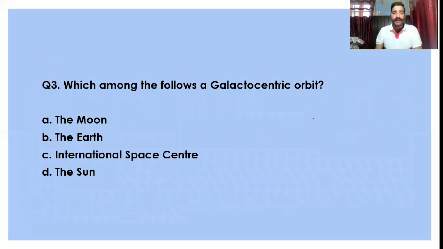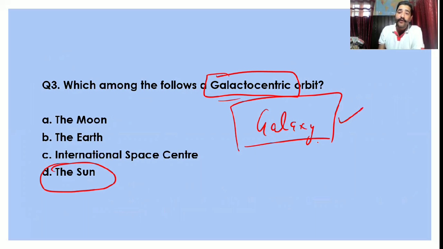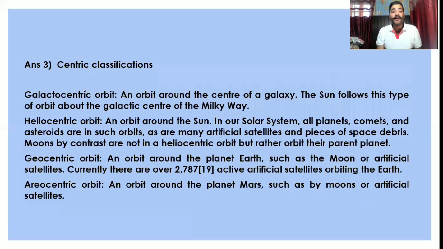So moving on to the third question, galactocentric orbit. Galactocentric orbit जी इनमें से सन फॉलो कर रहा है. Galactocentric का मतलब है गैलेक्सी के सेंटर के आसपास जो रिवॉल्व करेगा वो galactocentric. सेंट्रिक ऑर्बिट्स की क्लासिफिकेशन आपको यहाँ पे मिलेगी. Galactocentric, आई टोल्ड यू, अराउंड गैलेक्सी, वो हमारा सन फॉलो कर रहा है. हीलियोसेंट्रिक अराउंड सन, जो बाकी प्लैनेट्स फॉलो कर रहे हैं. जियोसेंट्रिक अराउंड अर्थ, जो मून फॉलो कर रहे हैं.